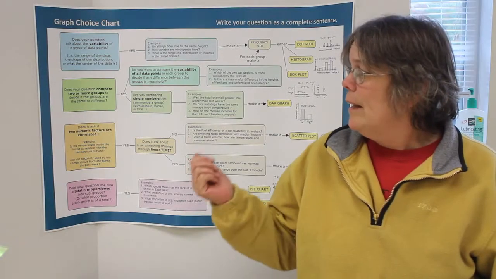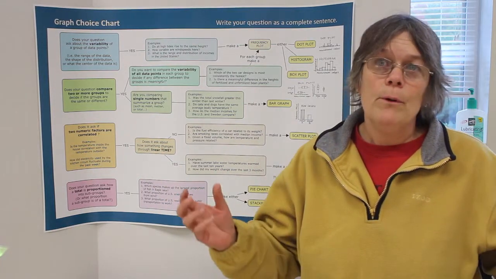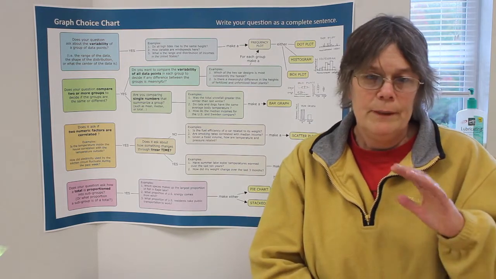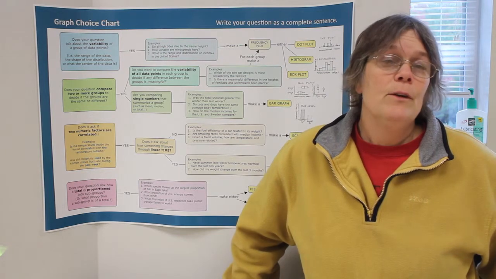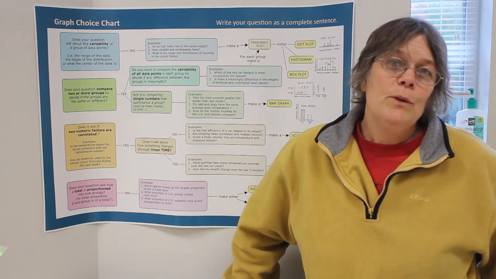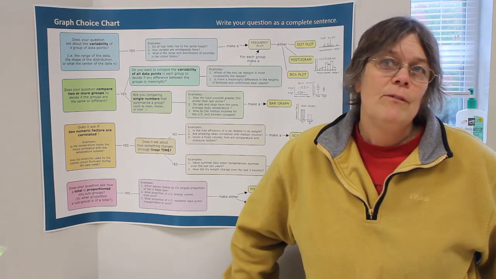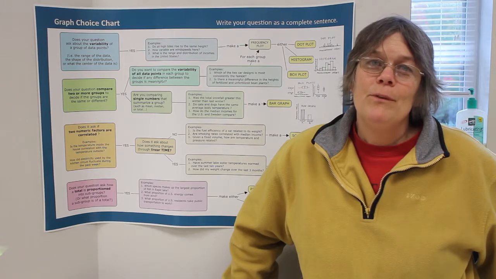That's a good question. I like to have a graph choice chart up on the wall in my room where students can come up periodically and look at it in a big form. I also give them a smaller one that they have in their binder, and they can look at that as they're making choices about which type of graph should I make now, because students have trouble picking out the type of graph that's best for any situation.